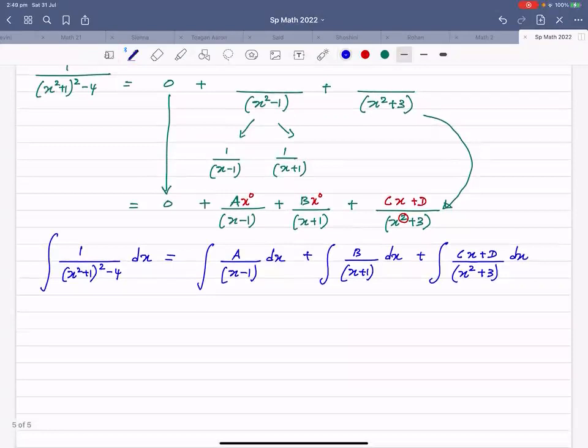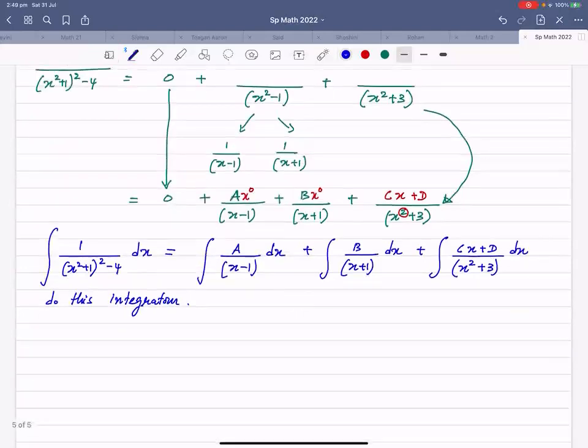So now I want you to do this question actually. Do this integration. Okay, so let me do that first. So now I need to find A, B, C, D. So what I will do is the cross multiplications, right? So when I do the cross multiplications, I get 1 divided by (x squared plus 1) squared minus 4. So you can do that partial fraction calculation separately.